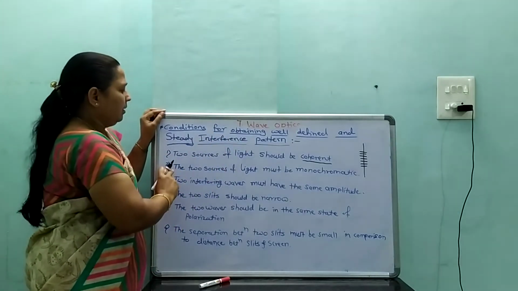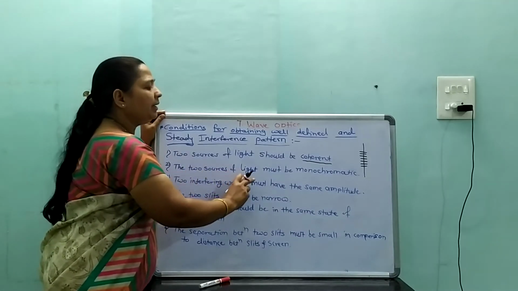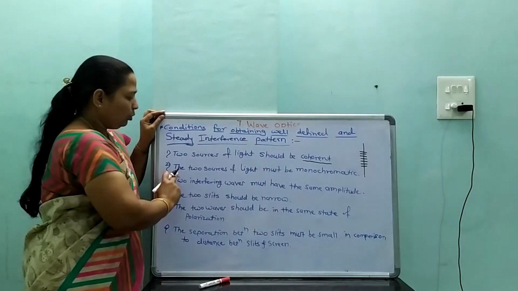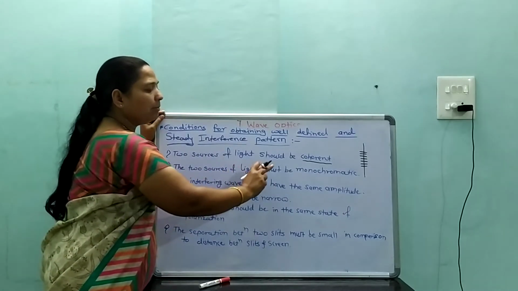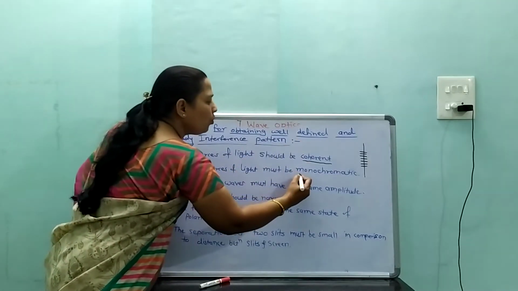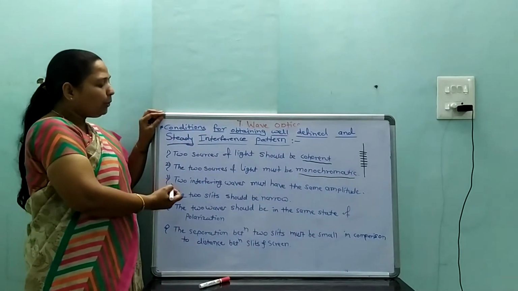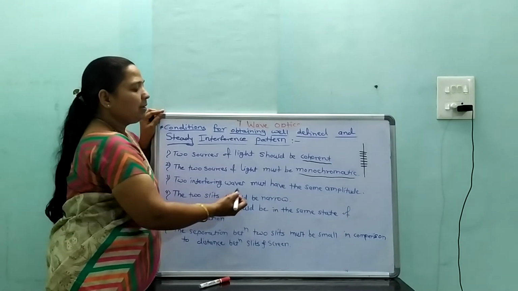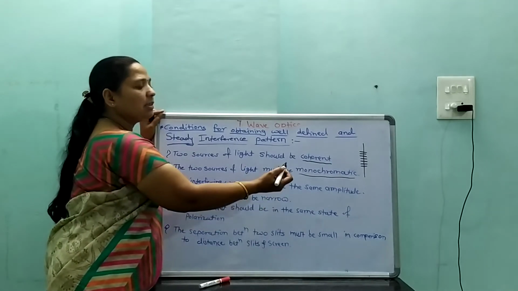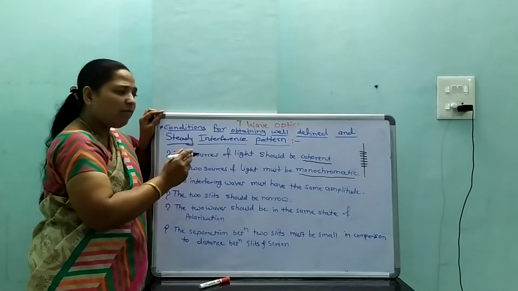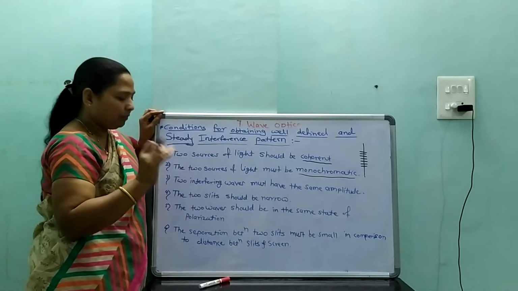Second one is the two sources of light must be monochromatic. Third condition is two interfering waves must have the same amplitude.